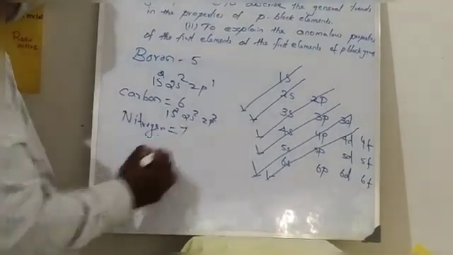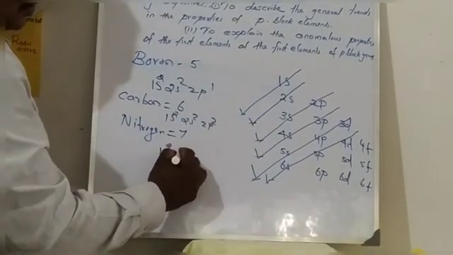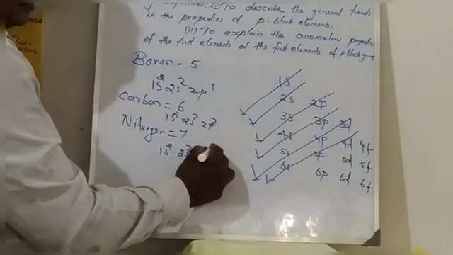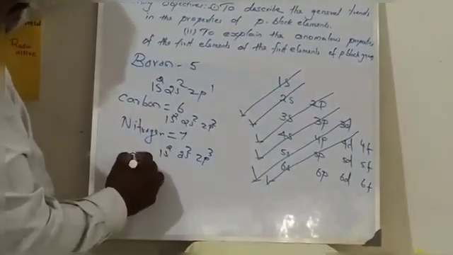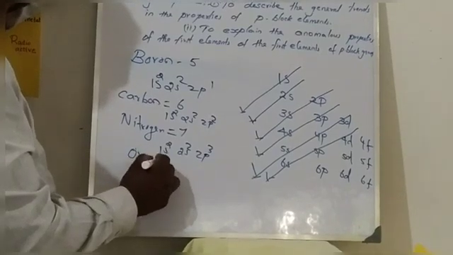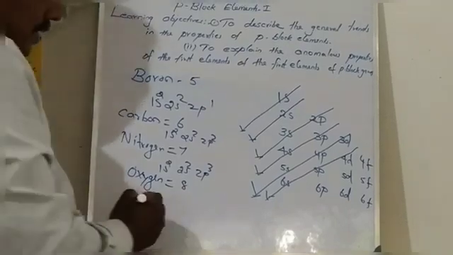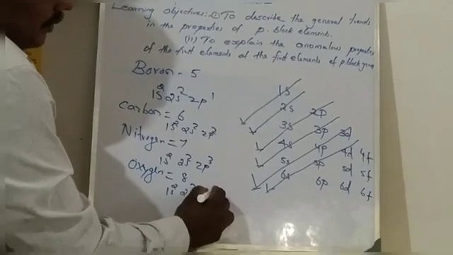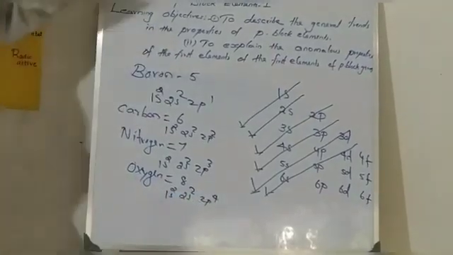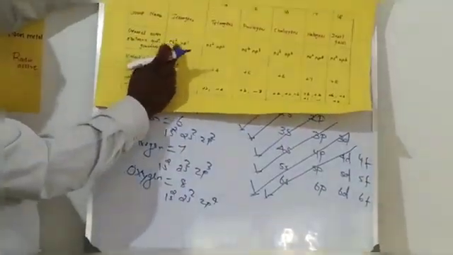The atomic number of nitrogen is 7. How will you write it? 1s2, 2s2, 2p3. The next one is oxygen. What's the atomic number? 8. What's the electronic configuration? 1s2, 2s2, 2p4. So, the general electronic configuration for group 13 is ns2, np1.